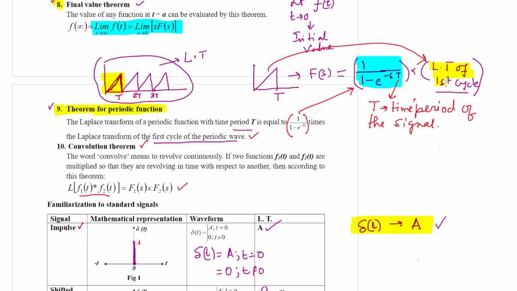Once you have done the Laplace transform of the first cycle, you must multiply that result with the term 1 by 1 minus e to the power minus sT, where T is the time period of the signal. So that was the theorem for periodic signals. Now we will apply this theorem in the next problem, right?